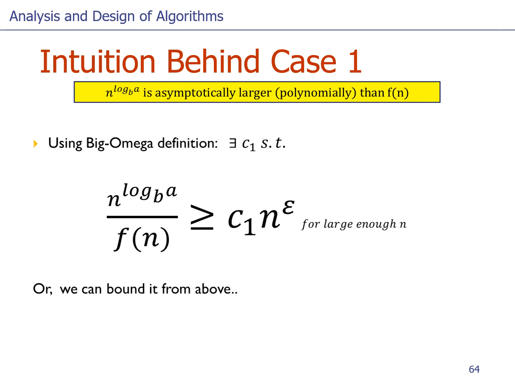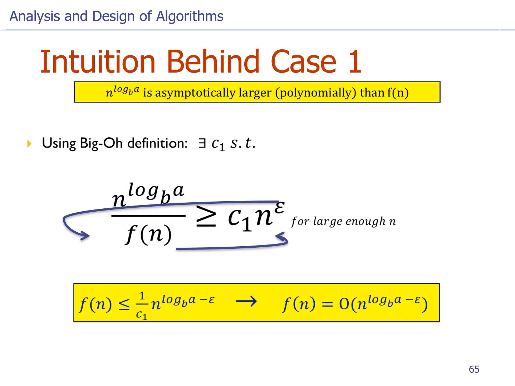And as a result, it would need to be multiplied by some power of n to match its rate of growth. So the ratio of n to the power of log a base b by f of n is an omega of n to the epsilon. This is what it means to say that n to the power of log a base b is polynomially larger than f of n. Now, using the big omega definition, we say that there exists a constant C1 such that the ratio of n to the power of log a base b divided by f of n is bounded from below by C1 multiplied by n to the epsilon.